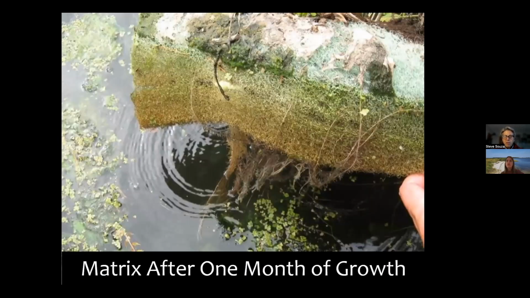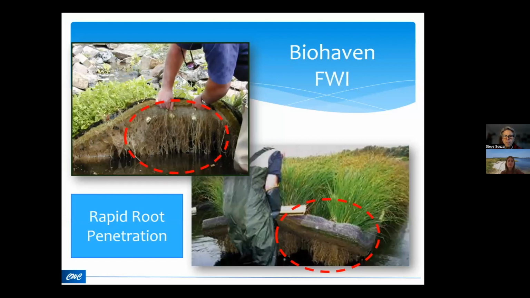This is the bottom of the matrix after only about 1 month of growth. So you can see already the plant roots are well extended into the water. But in addition to that, the discoloration, let's call it, of the mats, that's all a result of different types of organisms that are residing within and on the surface of that matrix.